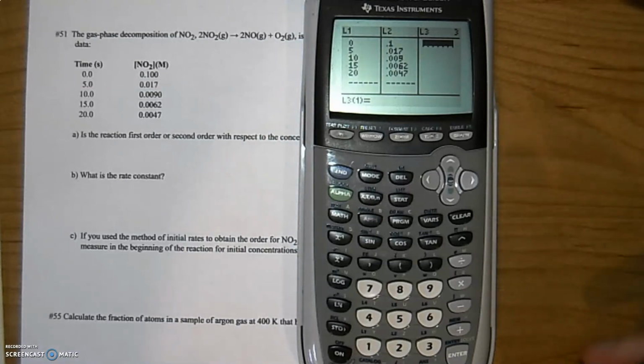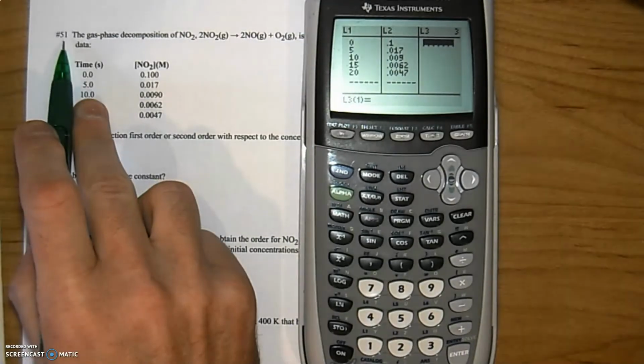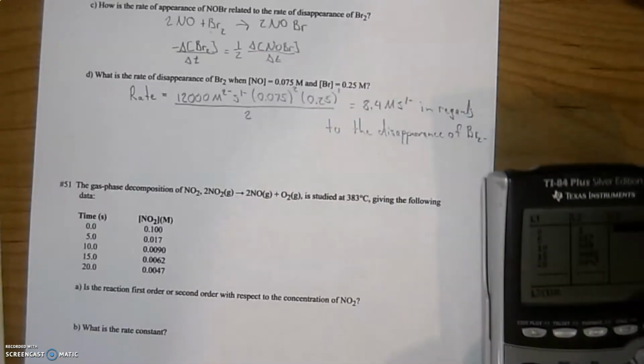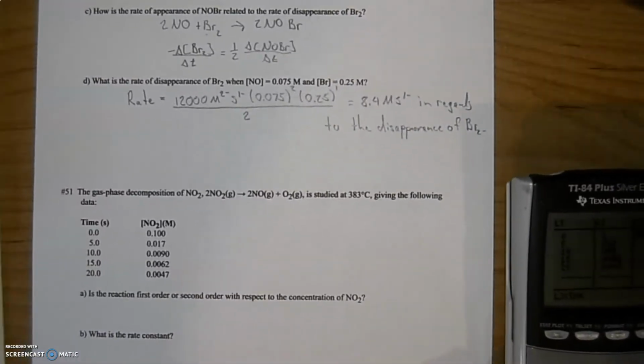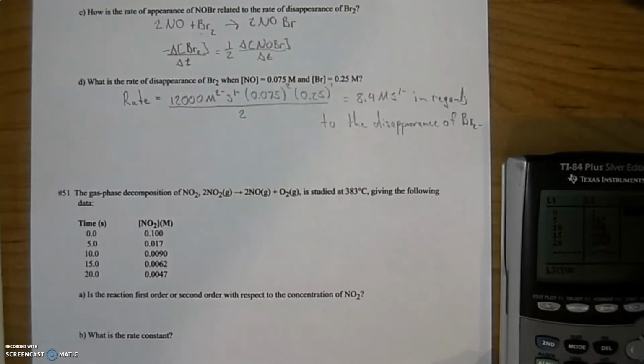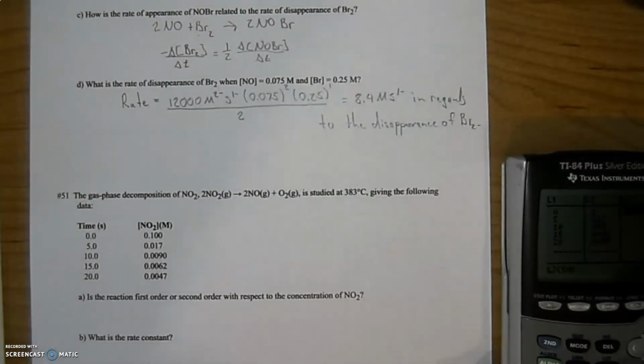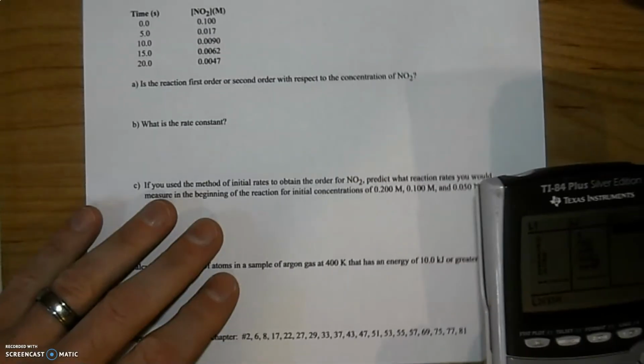All right, we're going to start this lecture off on number 51. We just finished up that previous problem. We were looking at relating one reactant to a product or another reactant or another product, however the reaction is set up. But we're looking at 51.